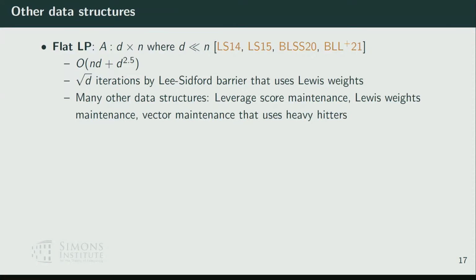And not only that, in order to get this linear dependence on n, we also cannot afford to use the sketching technique that we talked about previously, which will reduce the dimension to root n, and then you get n to the 1.5 cost per iteration, but that's already more than linear. So they will need to use some vector maintenance on the left to do this more efficiently and get rid of the more than linear dependence on n. So there are a lot of data structures here. Because the Lee-Sidford barrier uses Lewis weights, you also need to maintain those Lewis weights efficiently. There are more data structures there.